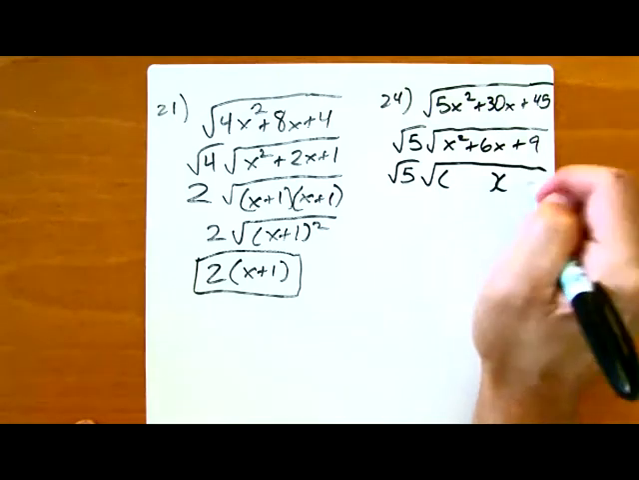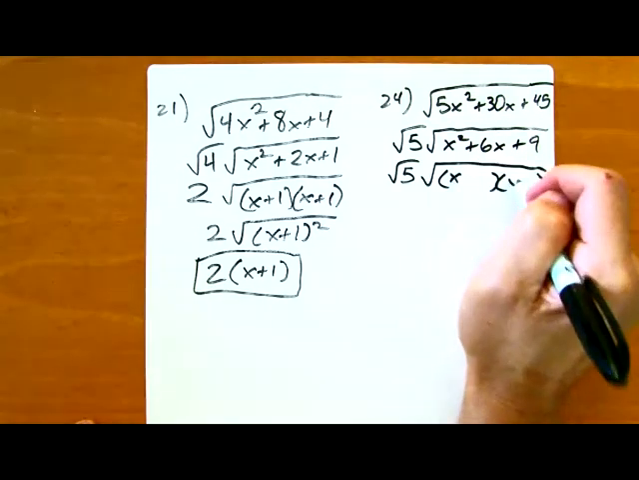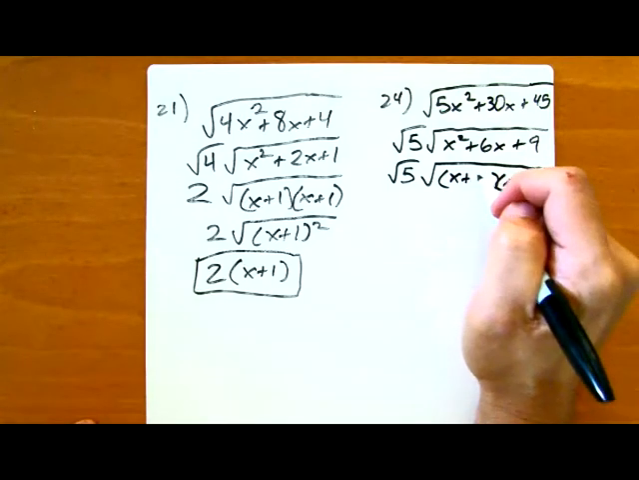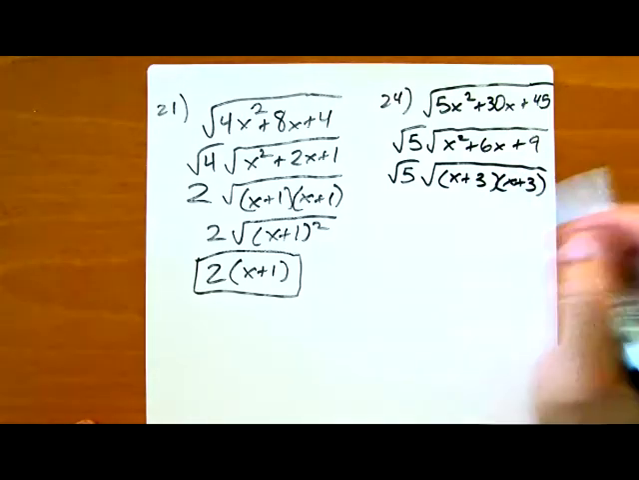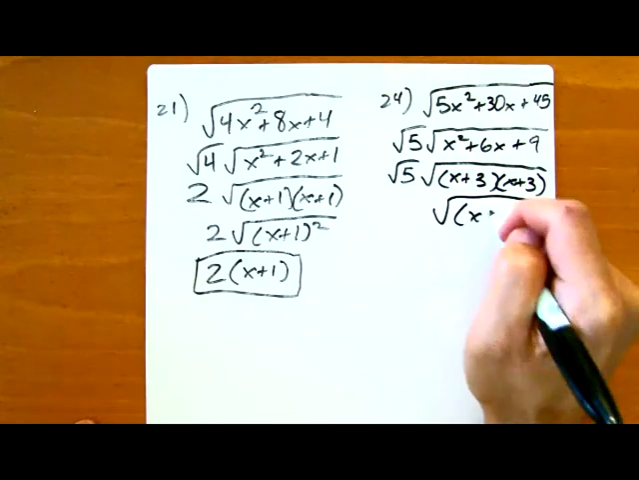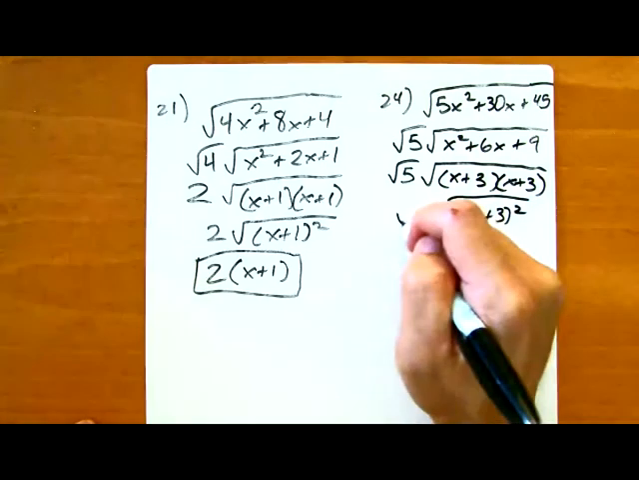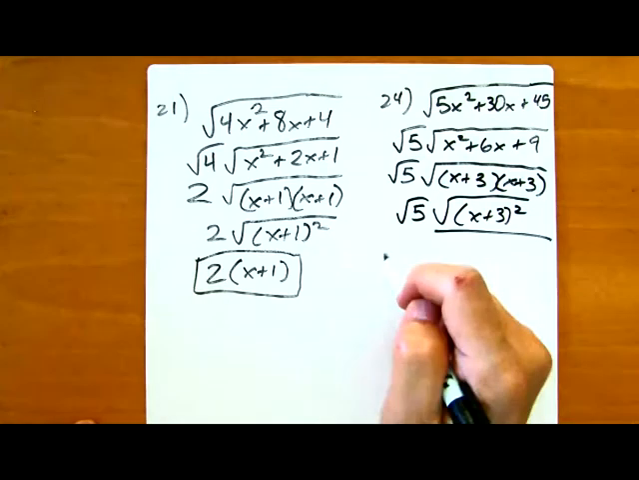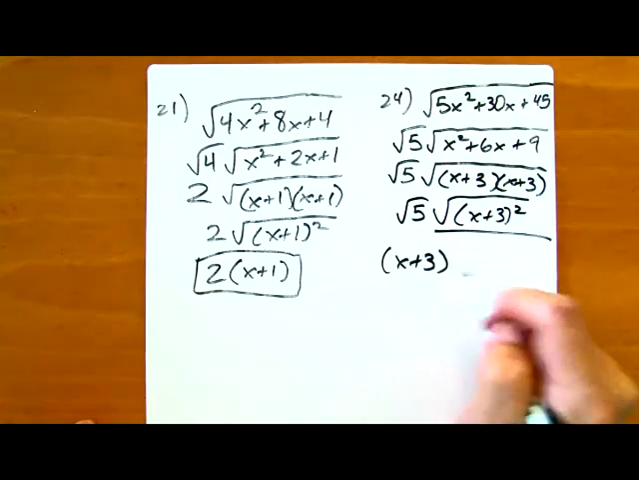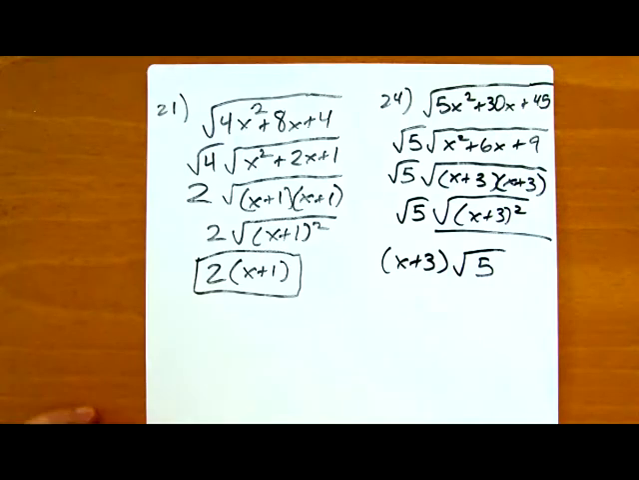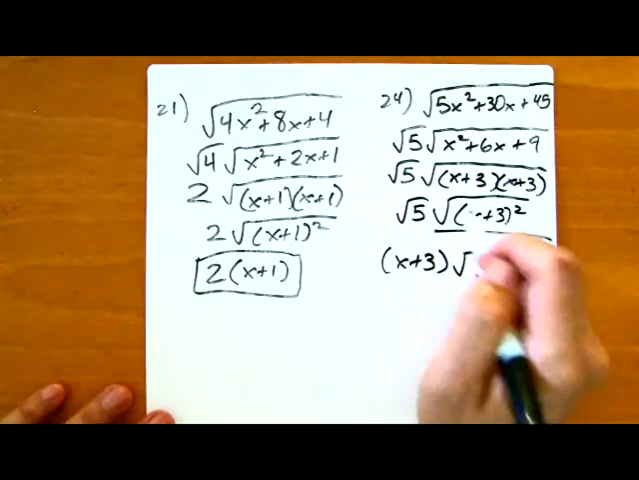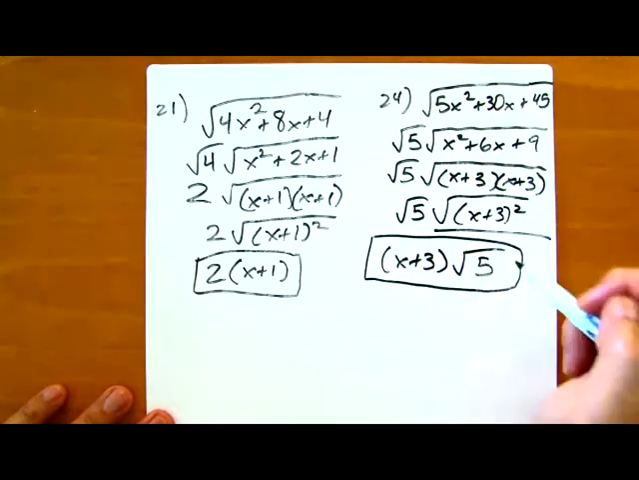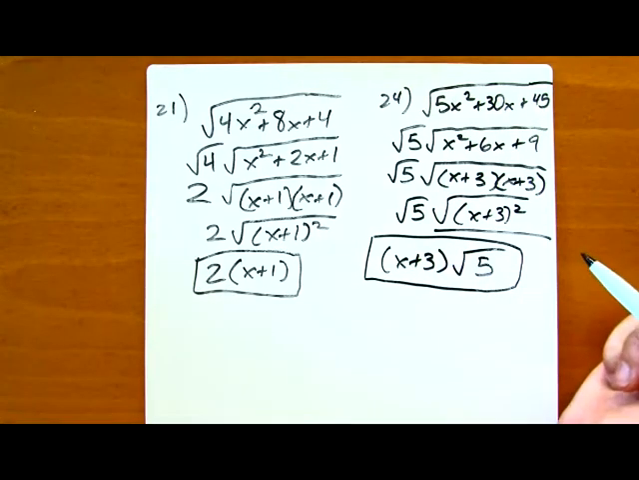I'll go to 2 sets of parentheses. X and x. We need a positive 9. Plus 3 and plus 3. So that is x plus 3 squared. I can square root this now. X plus 3 radical 5. And just like the previous problems, whatever you square rooted, we'll put that first. We don't want to put it after the radical. It'll look like it's under the radical. Okay.